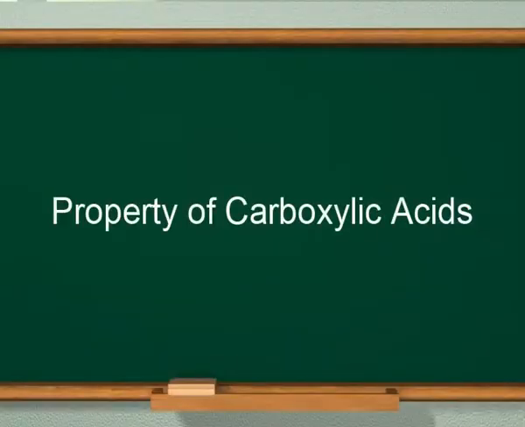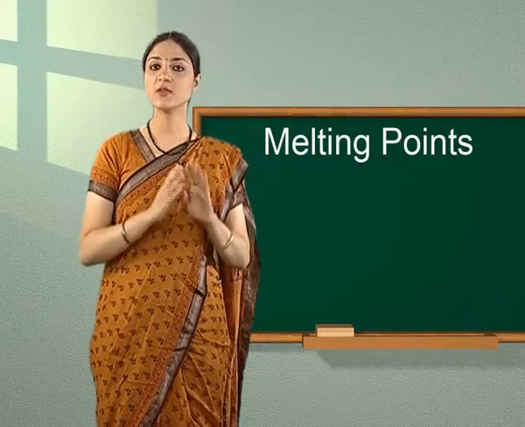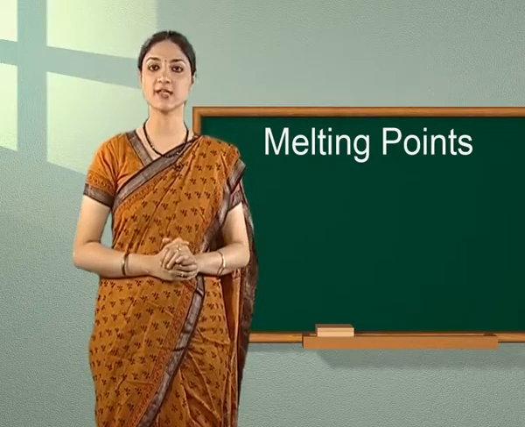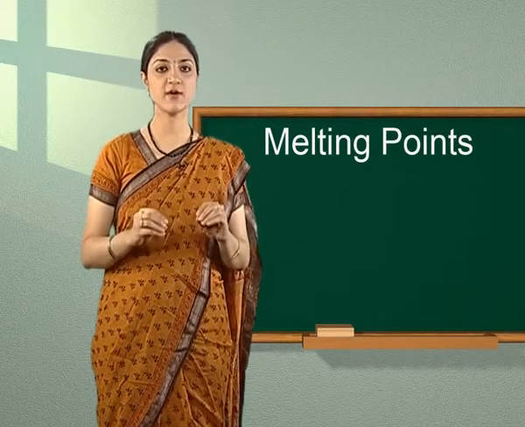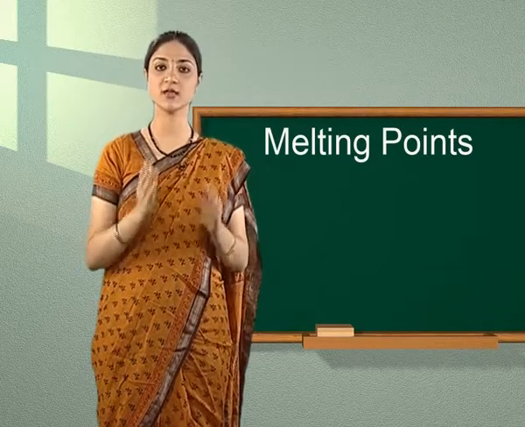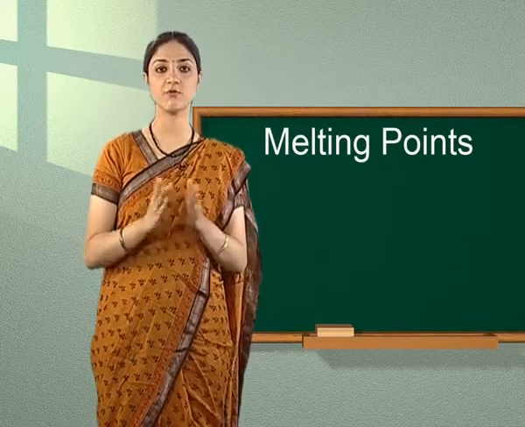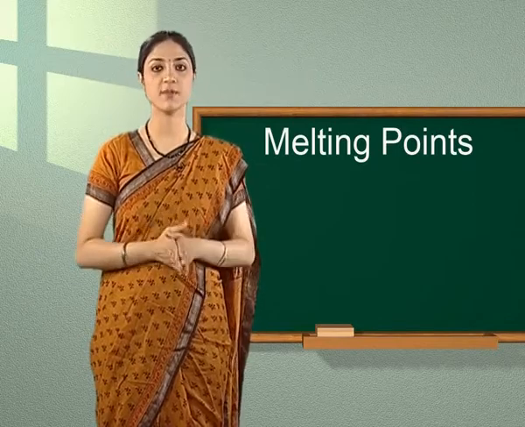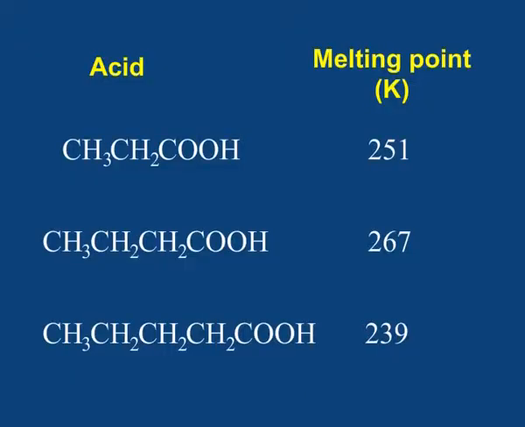Our next property of carboxylic acid is melting points. There is no regular trend in the melting points of monocarboxylic acids. A particular acid with even number of carbon atoms has higher melting point than the immediate members on either side having odd carbon atoms. For example, butanoic acid has higher melting point than propanoic acid and pentanoic acid.